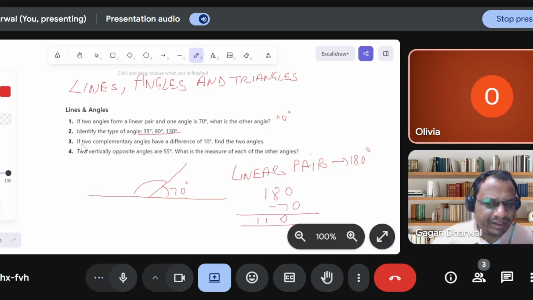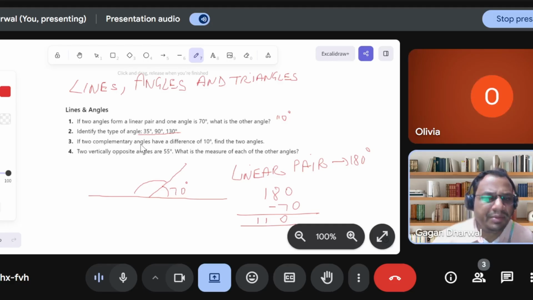Okay. If we read the third question: if complementary angles have a difference of 10, find the two angles. How do you do this?